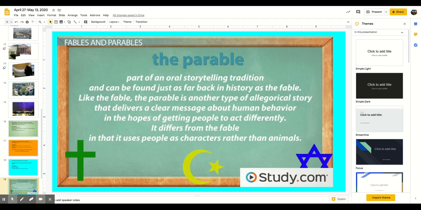What you're doing is you're listing the characters, plot, and lesson for each of these 4 parables in your Schoology assignment. If you have any questions or concerns, please shoot me a message.